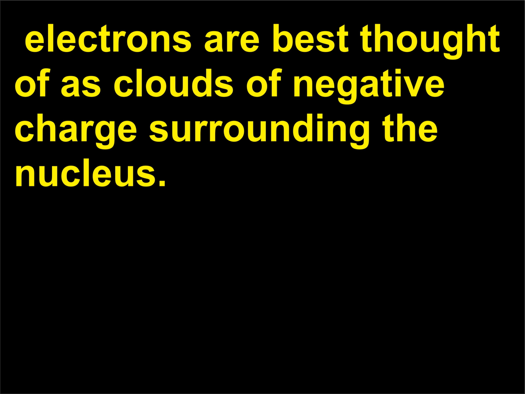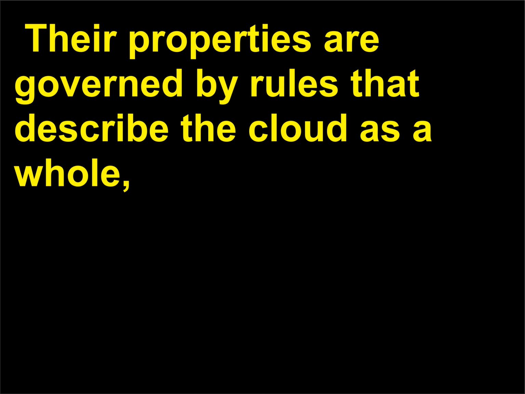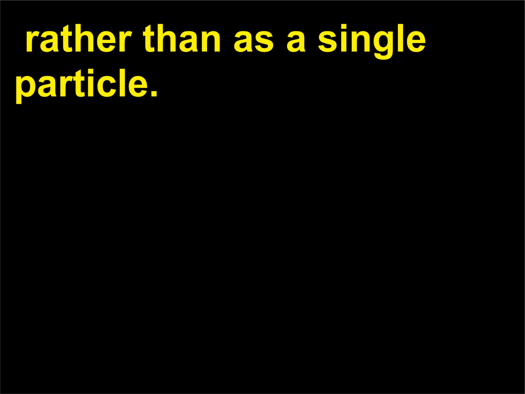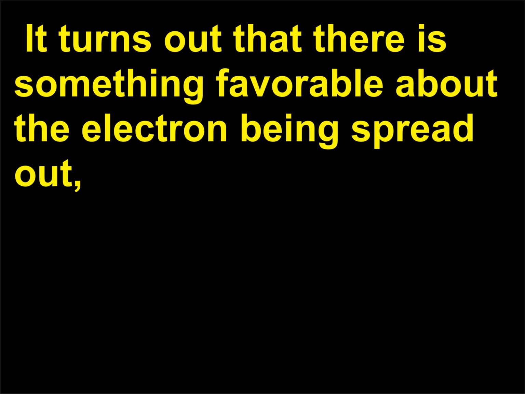As we've talked about a little already, electrons are best thought of as clouds of negative charge surrounding the nucleus. Their properties are governed by rules that describe the cloud as a whole, rather than as a single particle. It turns out that there is something favorable about the electron being spread out, or delocalized, around the nucleus.